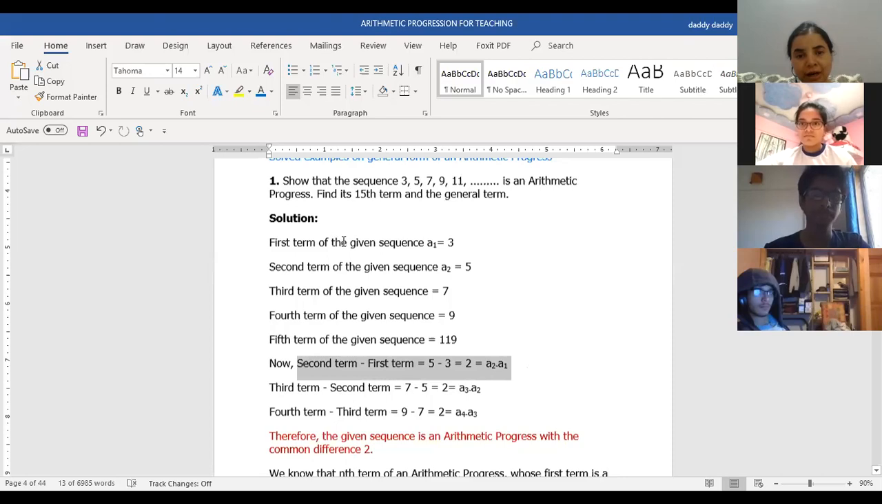And instead of writing the first term of the given sequence, second term of the given sequence, you simply write A1, A2, A3. Don't write the common difference, because that is what you need to prove. Since the difference is common, that is why we can say that the sequence is an AP. So don't write d is equal to 2 initially.